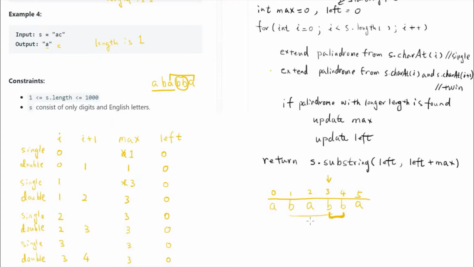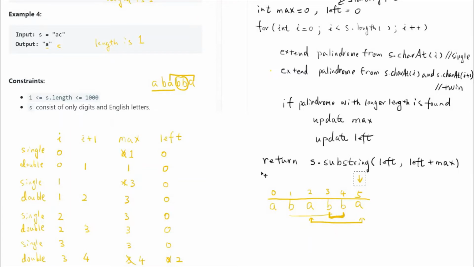Now we found a new palindrome ABBA. So we will update the max with 4. And this new palindrome starts at position 2. And we update the left with 2. Then we move the index to the next one. And we cannot expand from B. Then we move to the end of the string, it's A, and we cannot expand from A.